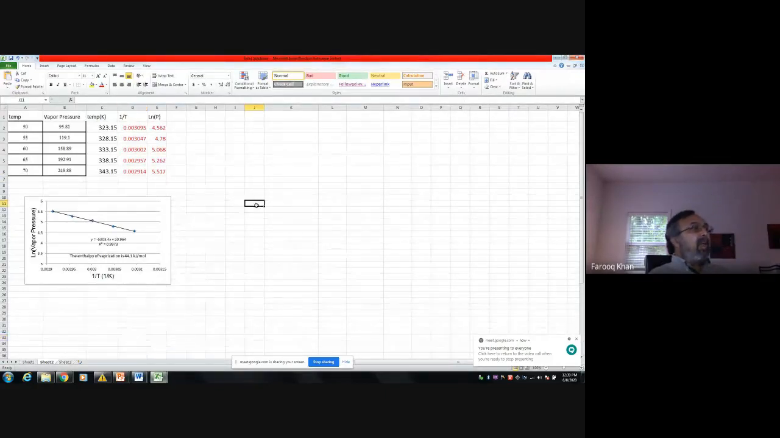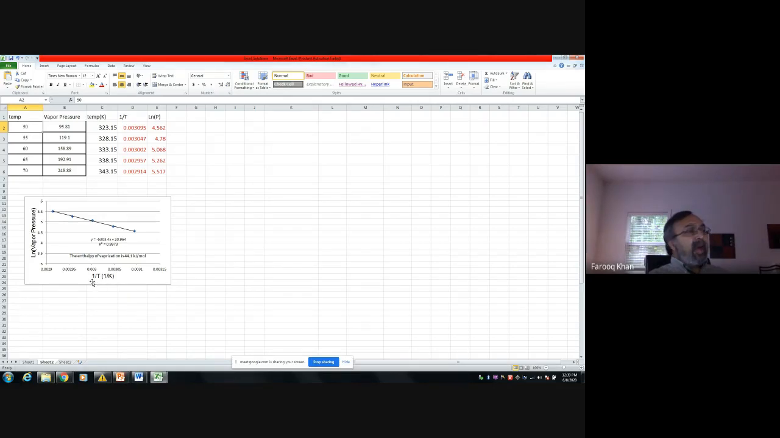Okay, here we go. So here we have temperature, which was in degrees centigrade. Here we had the vapor pressure in torr. And this is the graph that I expect you to create.